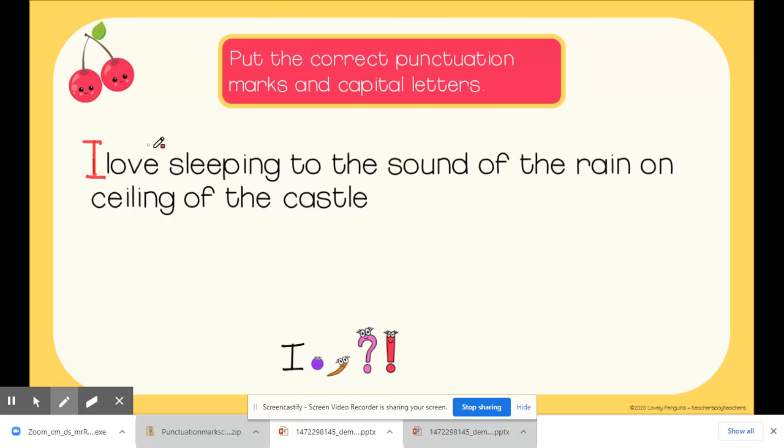Now, when I read this, I love sleeping to the sound of the rain on ceilings of the castle. I'm telling you how I like the sound of the rain. So I'm going to put my little period or my full stop. Okay, let's do a couple more.